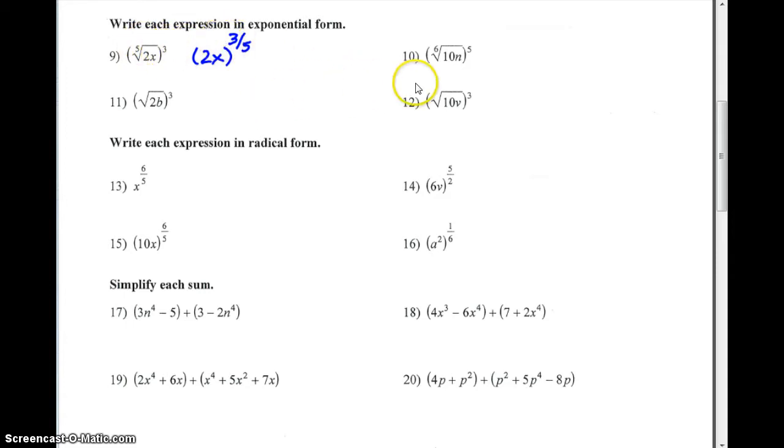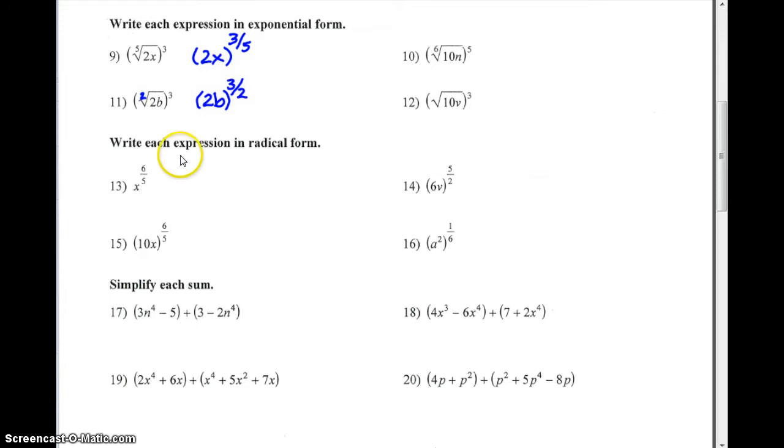Okay, so let's do another example. Let's do number 11, okay? Again, write the radicand, what's underneath that square root sign, in parentheses. Now we know the 3 goes on the top, but some of you are saying, uh-oh, there's no number here. Remember that this is called a square root, so there's actually an understood 2 there. So this would be 2b in parentheses to the 3/2 power.